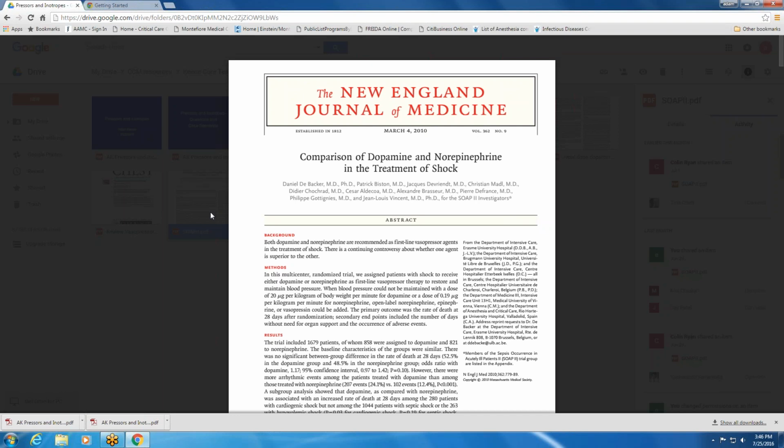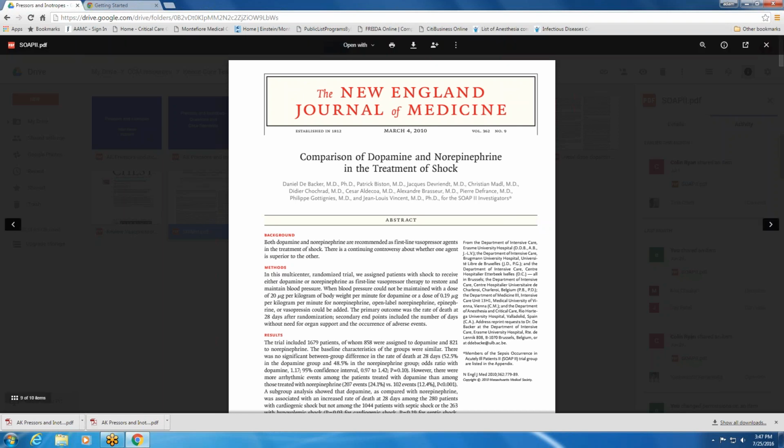And so this trial randomized patients in shock state to either dopamine or norepinephrine and allowed norepinephrine and epinephrine and vasopressin to be added as well if needed. But the question was whether or not you started with dopamine versus norepinephrine in these patients. It was a mixed group of patients between distributive and cardiogenic and mixed shock states. Really, again, a large trial, 1,600 patients.